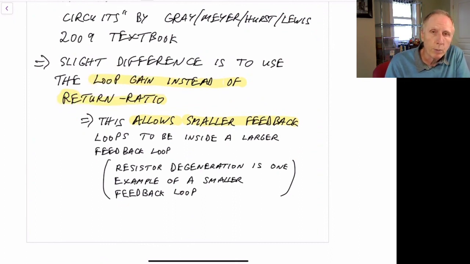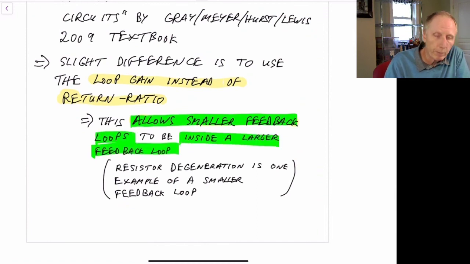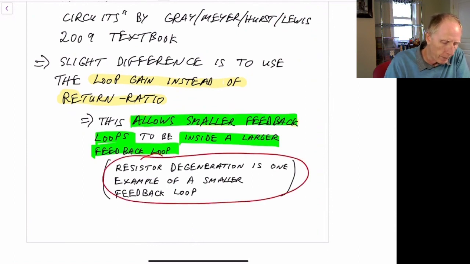However, in the loop gain analysis, we won't see that. So what we allow is the loop gain approach allows smaller feedback loops to be inside a larger feedback loop. And a very common example of this is resistor degeneration. It turns out resistor degeneration in a common source amplifier is actually a feedback loop. And that resistor degeneration makes the return ratio approach give some funny results when you're looking for phase margin or other things. So in order to get around that, we just use a loop gain rather than the return ratio. As I mentioned, we'll be going over that in another video.